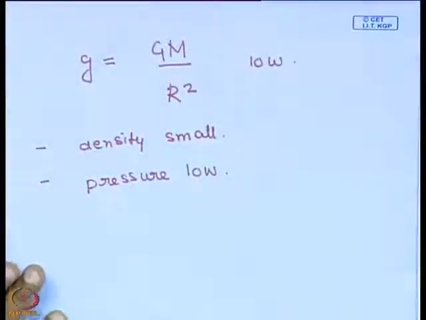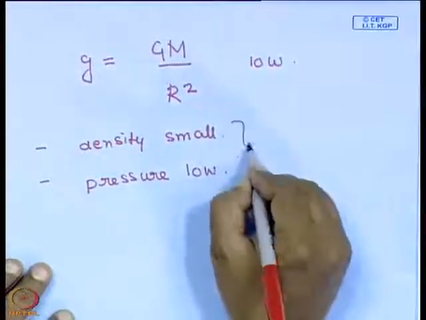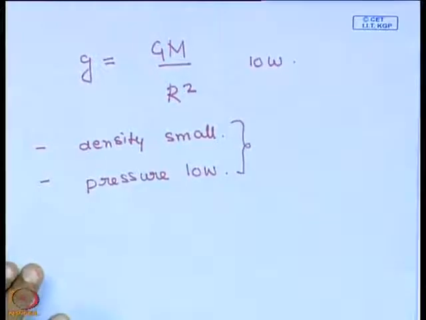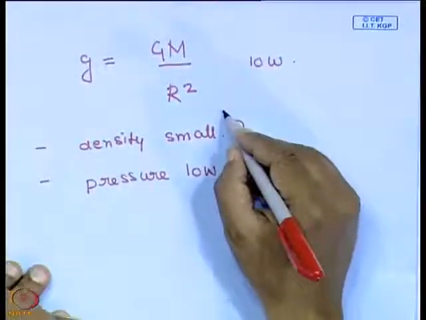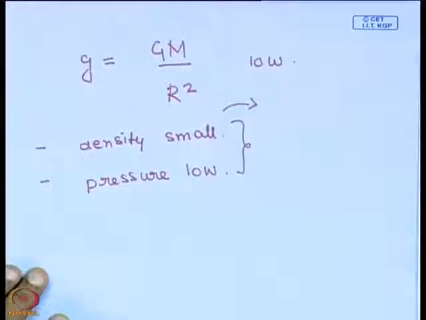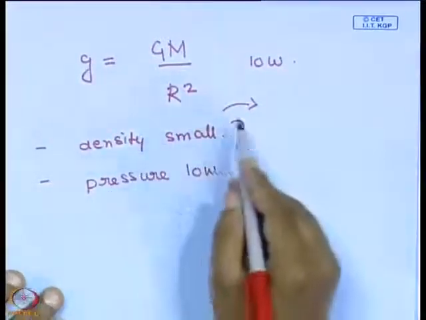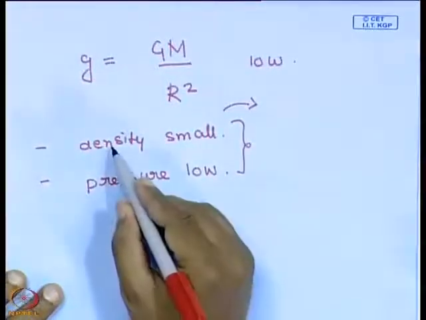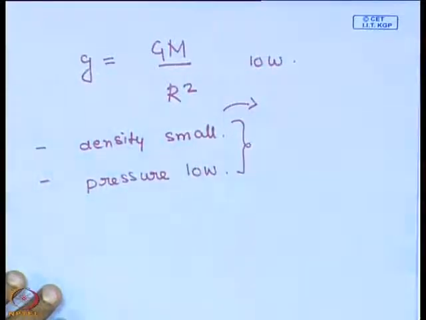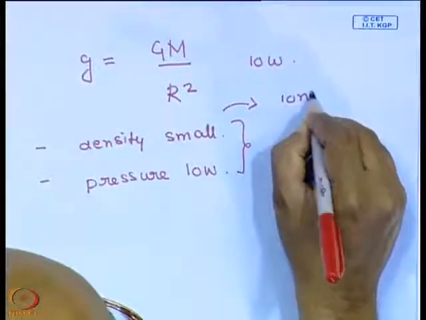So, at the surface the density and pressure are both small, and this manifests itself in two ways in the spectrum of the star. The first manifestation of the density is that the density, remember, is there in the Saha ionization equation of any species. So, it affects the ionization of the species. That is one effect.